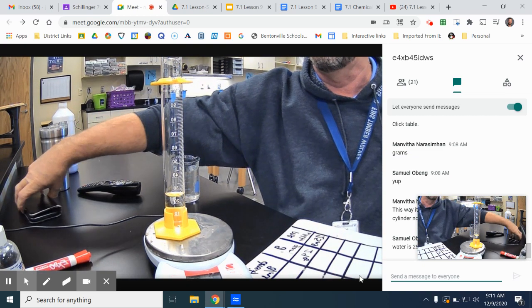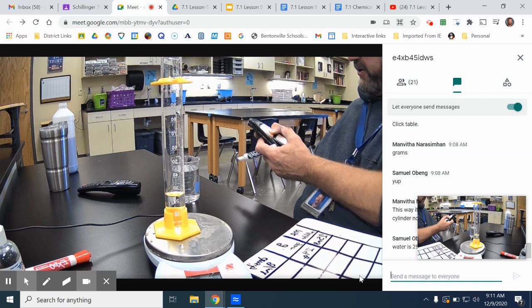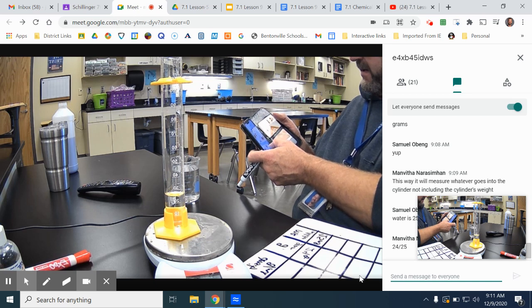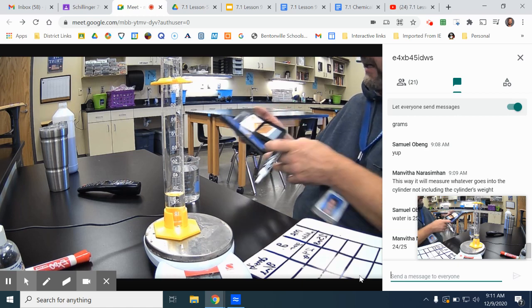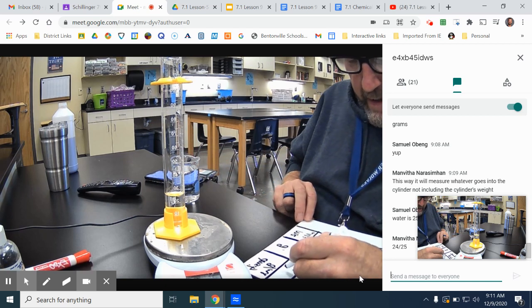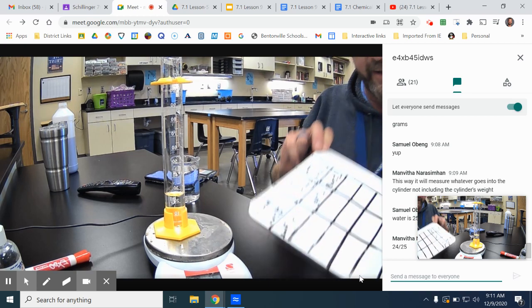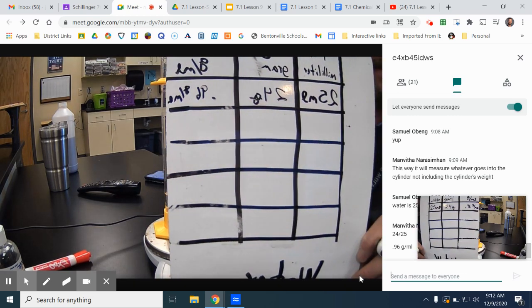Now, because my math is lacking, I'm going to use my calculator. We divide grams by milliliters. So I have 24 divided by 25, and I come out with 0.96 grams over milliliters. So our answer is 0.96? 0.96 grams over milliliters.